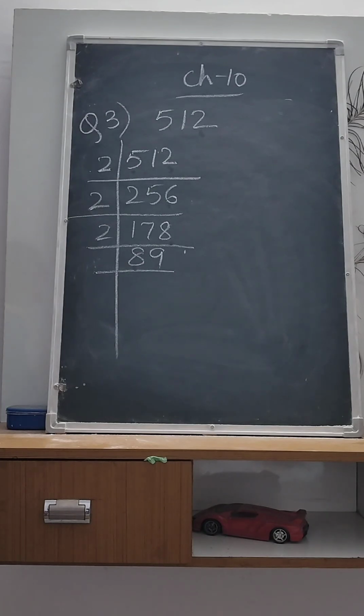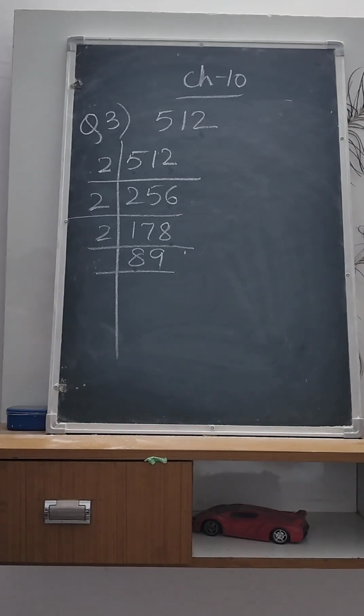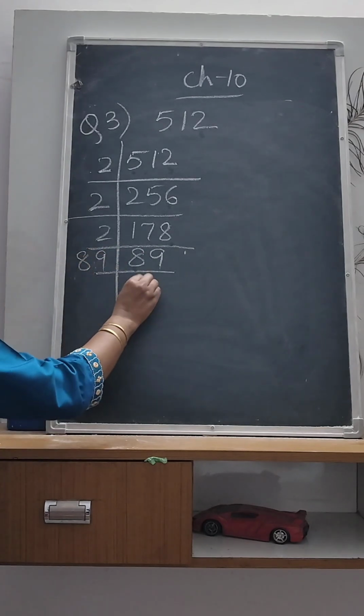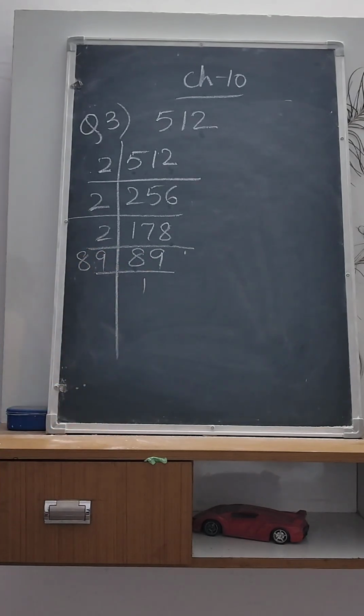4 we will not have, 5 we will not have, 6 is not coming, because divisibility of 6 requires the number to be divisible by both 2 and 3. Next is 7, it will not be. So 7, 8, 9, we will not have any table, so we will write here. So let us do this.